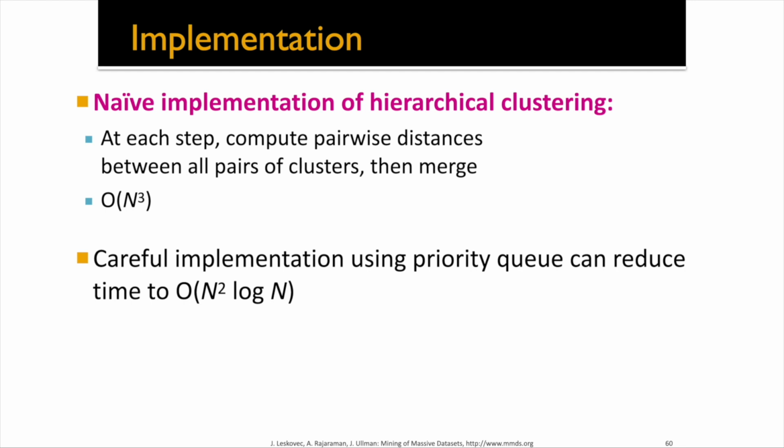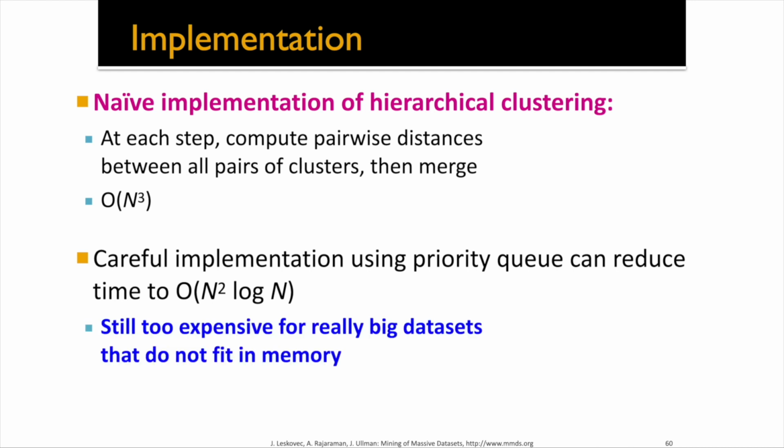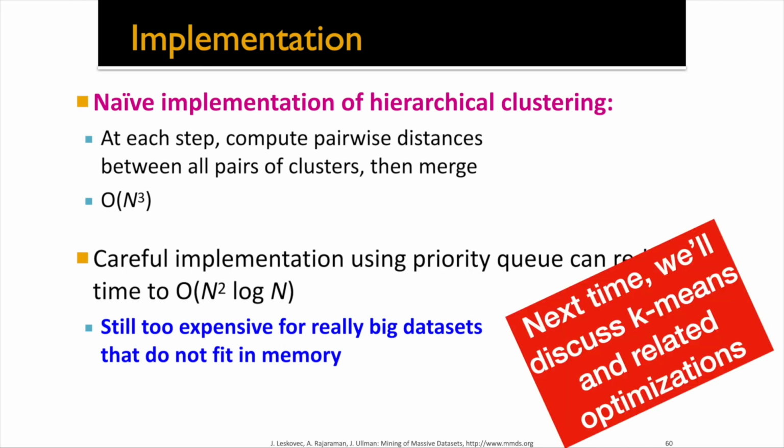Again, we talked about n squared just by itself being too large, and while we have a pretty substantial savings from n cubed to n squared log n, it's potentially still too much for really big data sets that we can't necessarily fit into memory. So how we'll deal with this is through k-means and some of the related optimizations for this, where we don't necessarily have to evaluate or keep all the information about hierarchies.